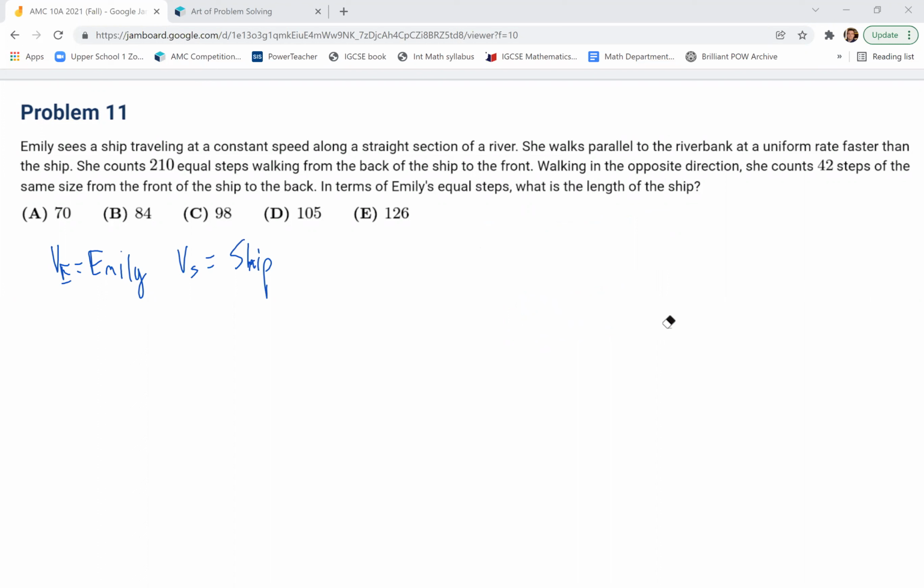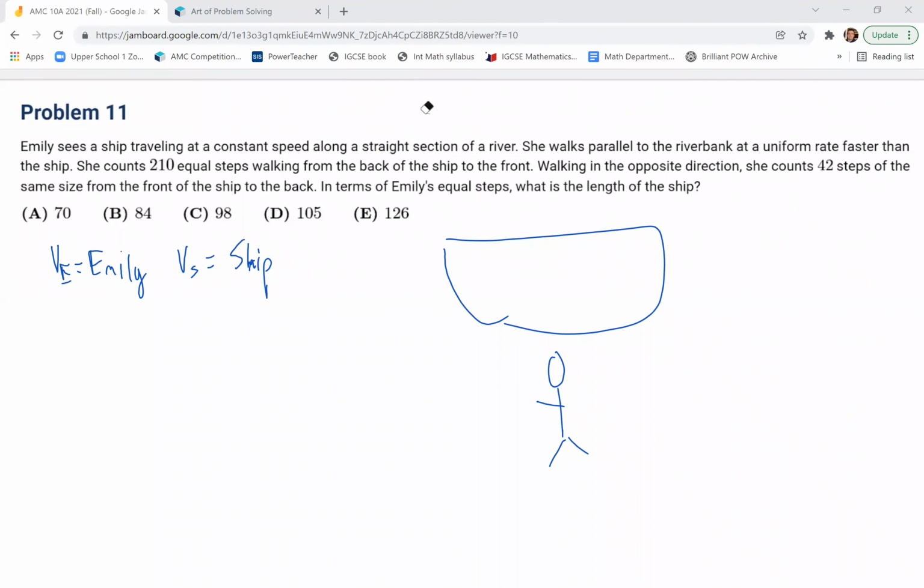So now if the ship is moving in the same direction that Emily's moving in, then if you think about it, every minute, Emily will cover VE minus VS, right? And the reason for that is because if she's moving at the same time that the ship is moving, then let's say in 1 minute, if we think about the ship and then Emily, right? Oh, that's not a great stick figure.